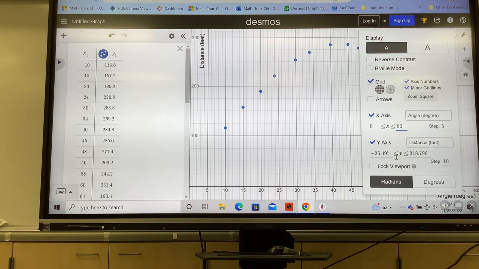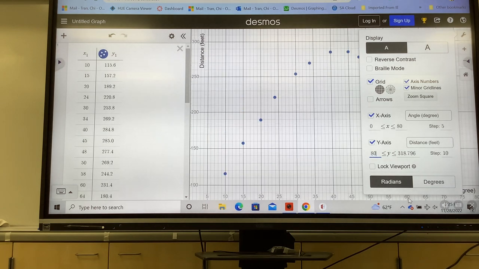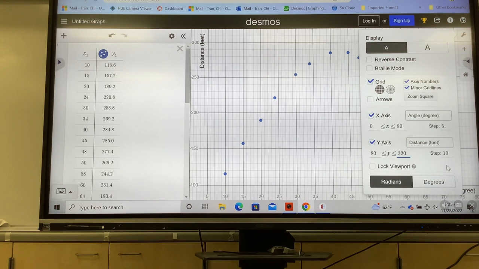For the y-axis, what is the smallest value for y? What is the minimum for y? 115, is that right? But again, I want to see it a little bit further to the left. So I'm going to put 80 instead of 115. And then to the right, sorry, the maximum. What is the highest value for y? What is the biggest distance? 285. So again, I want to open it a little bit on the right. So I'm going to put 320. From 80 to 320 is a lot. Instead of 5, I'm going to put the step is 10, class. The step is 10. There.